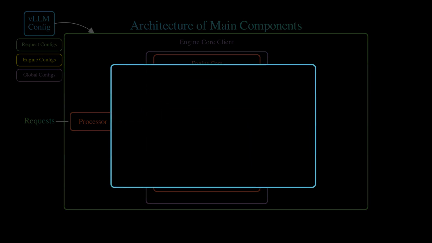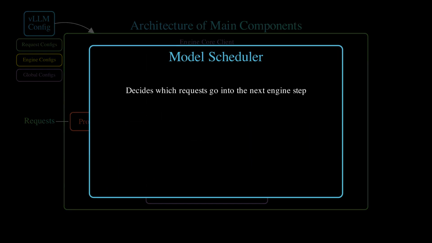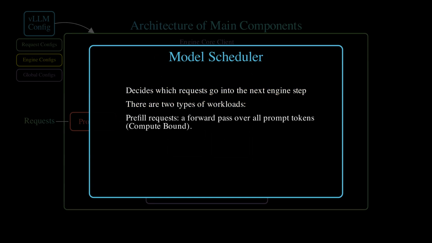The model scheduler determines which requests proceed to the next engine step. Prefill requests perform a forward pass over all prompt tokens and are compute bound, while decode requests generate new tokens auto-regressively and are memory bound.